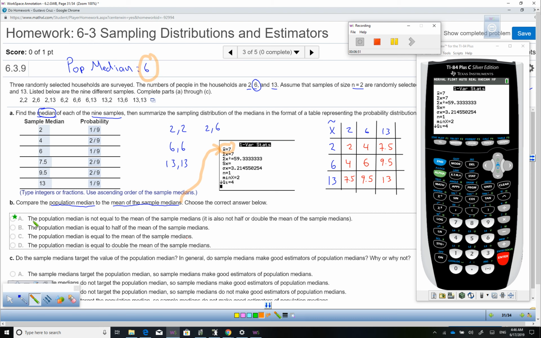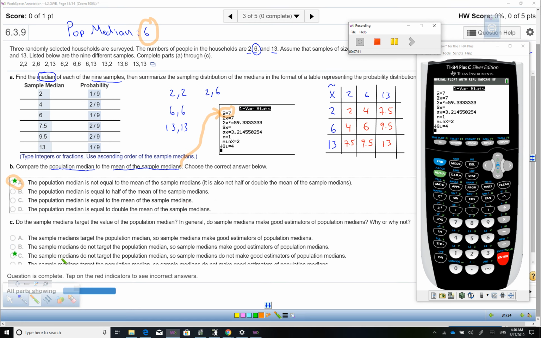That's why the answer for this part B is A. The population median is not equal to the mean of the sample median. And in general, for the next part, it says the sample medians do not target the population median. So the median is not a good estimator. The sample median is actually not a good estimator for the population median for that reason. And that's how you do this problem.